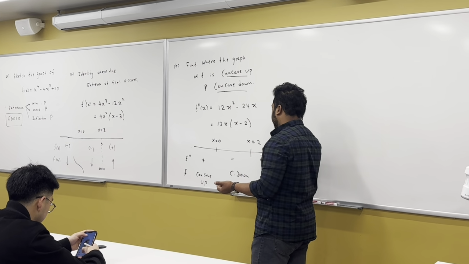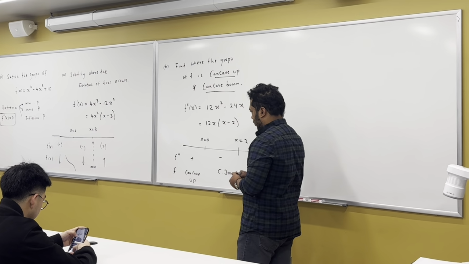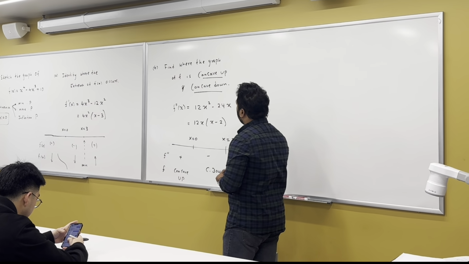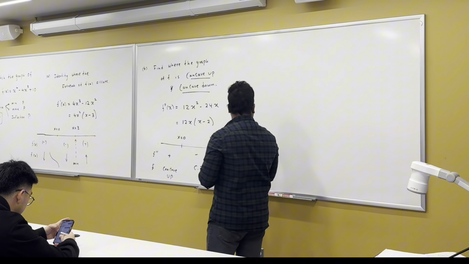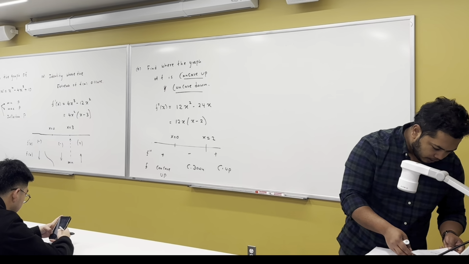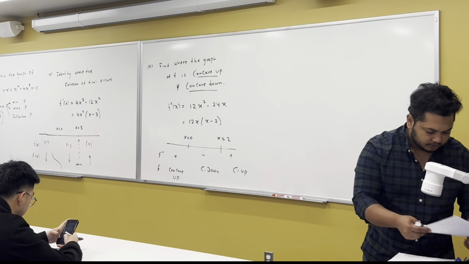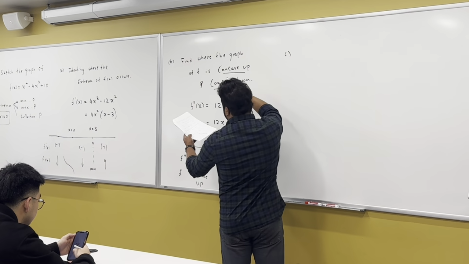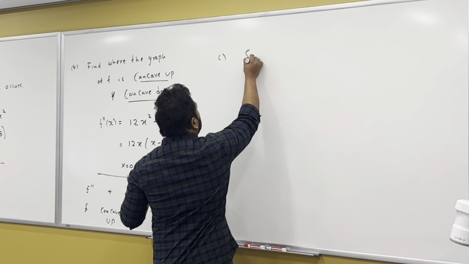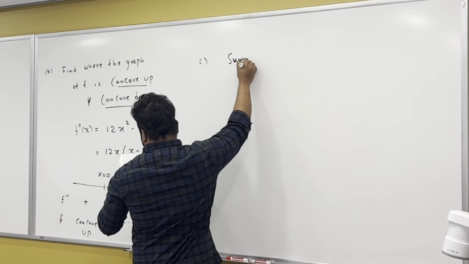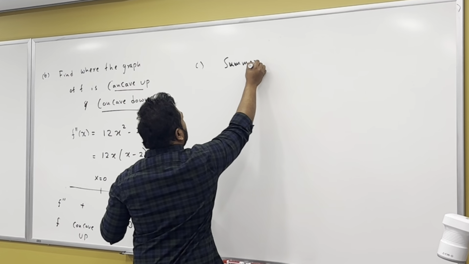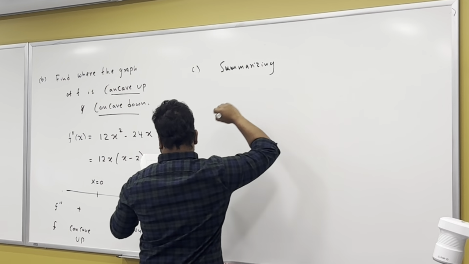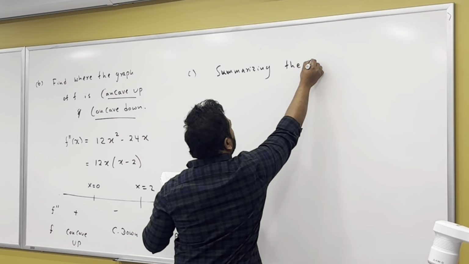Two is like a new inflection point, which we did not find over there. Okay, so now I know almost all the information. So I can summarize. This is what I really want to share with you: how to summarize the board, summarizing the information we already have.